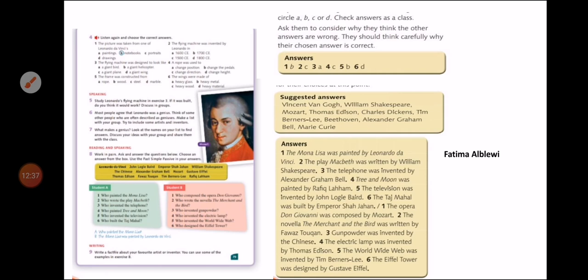Okay, speaking. Study Leonardo's flying machine in exercise number 3, which we just talked about. If it was built, do you think it would work? Discuss in groups. What do you think? Do you think it would work? Now, this is critical thinking. Do it by yourself. In my opinion, I don't think it would work because the wings were made of heavy metal.